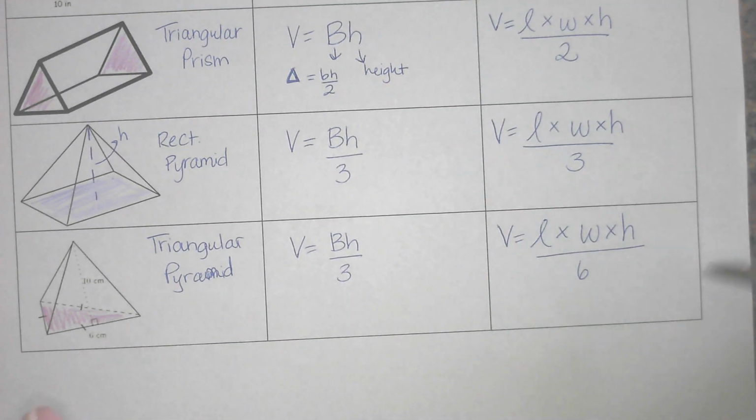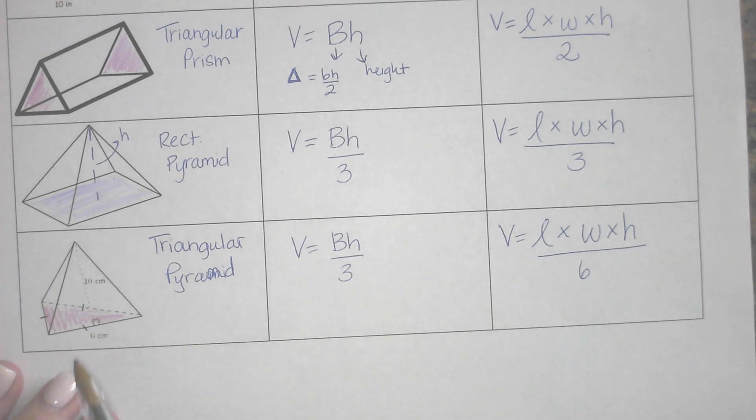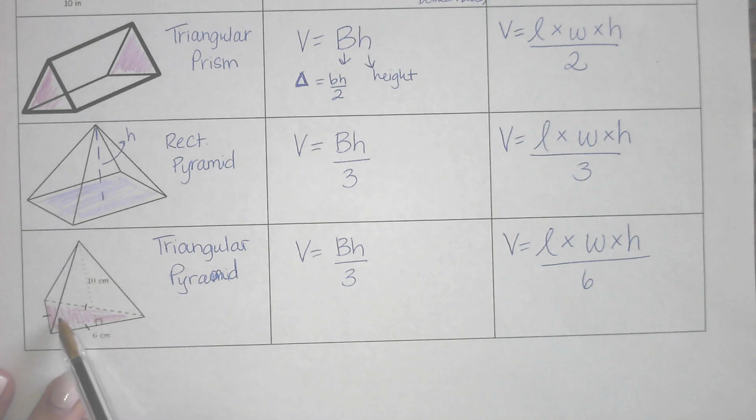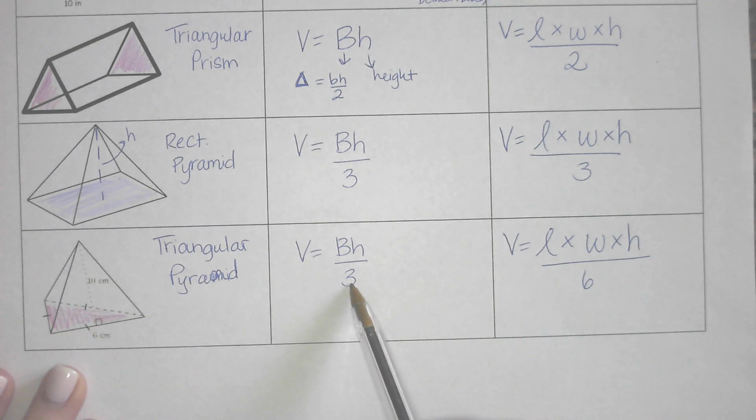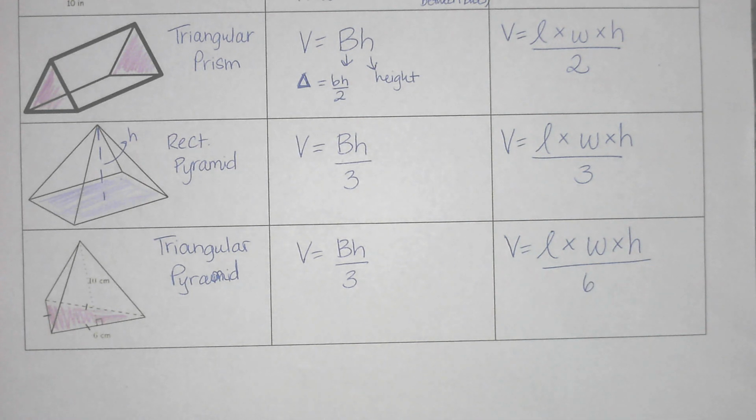And you're probably wondering, why did I just jump to a 6? It was going 2, 3, shouldn't that be a 4? But remember, if it's a triangle, to find the area of a triangle, we do base times height divided by 2. And then we're going to have to divide by 3. Well, 2 times 3 is 6. So really, instead of dividing by 2 and then dividing by 3, you can just combine that, and we're just dividing by 6 at the end.